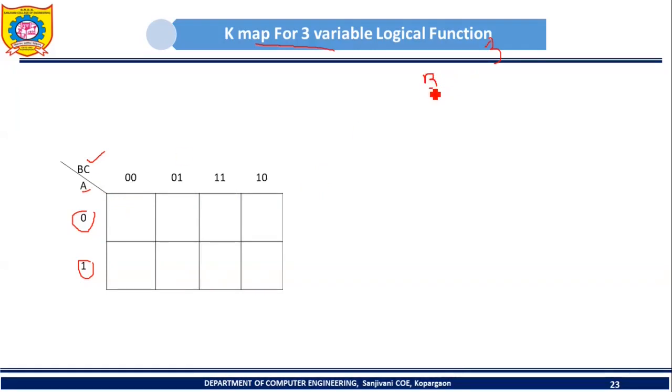I told you that B and C can have four possible combinations. So the first one is 00, then the second one is 01, then the next one is 10, and then the next one is 11. So see, the first column of this K-map is labeled by 00. Then the next column is labeled by the next possible combination of BC, that is 01. Now see, after 01, what is the next possible combination of B and C? It is 10, right? But is the next column in the K-map labeled by 10? No, it is labeled by 11.